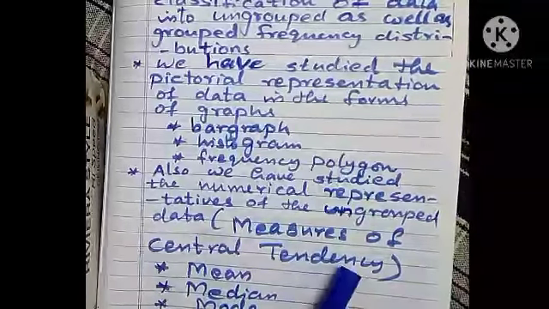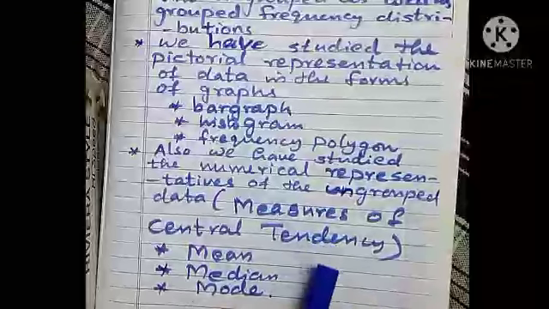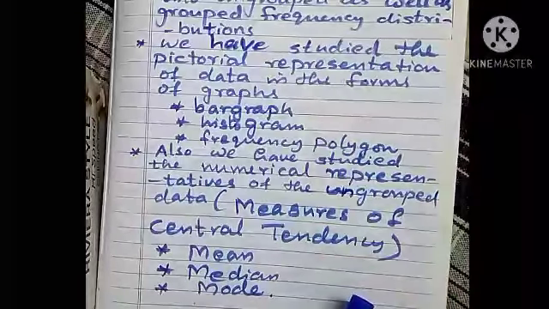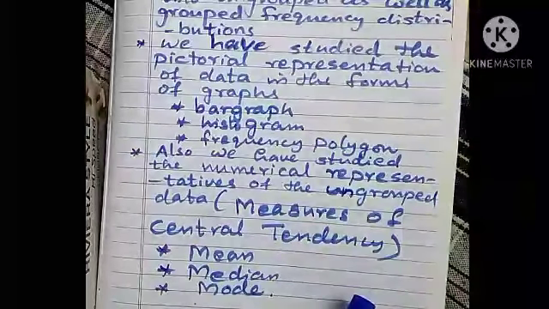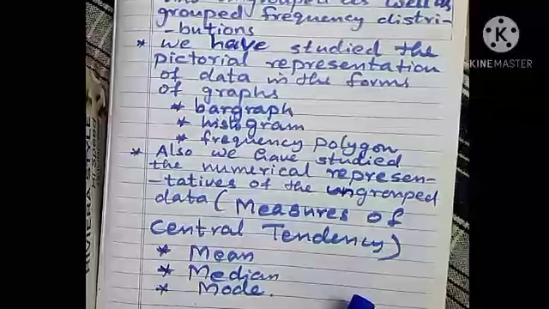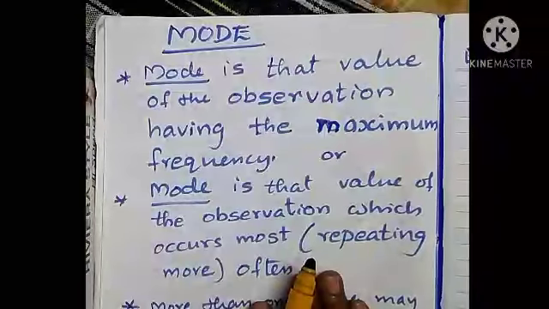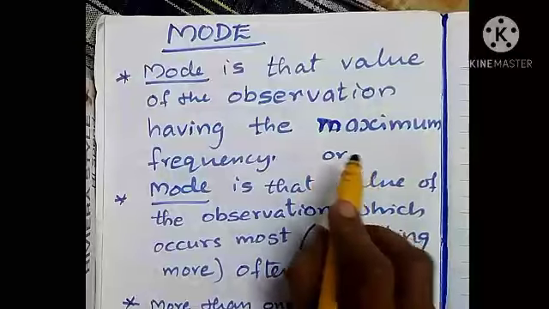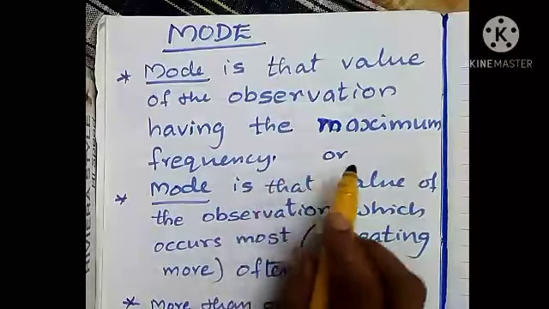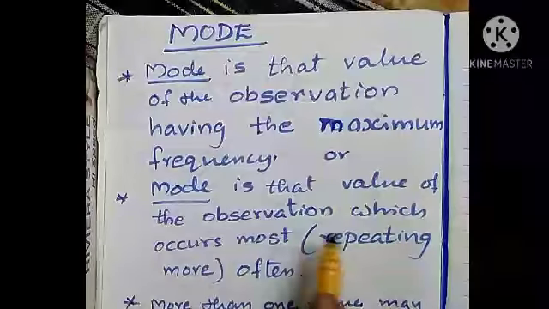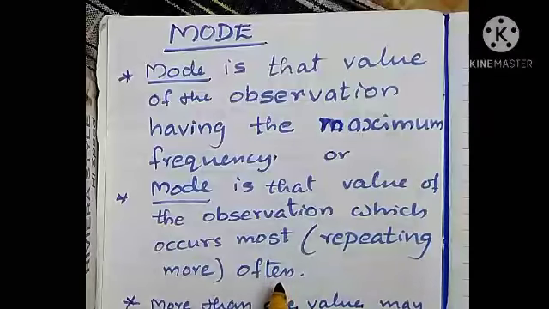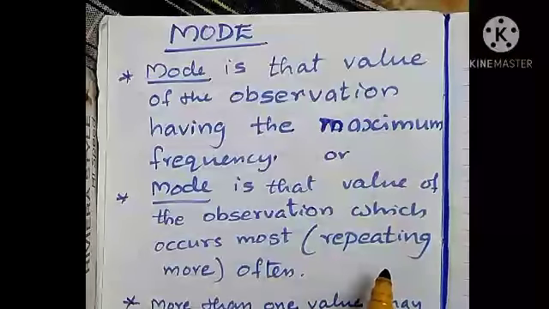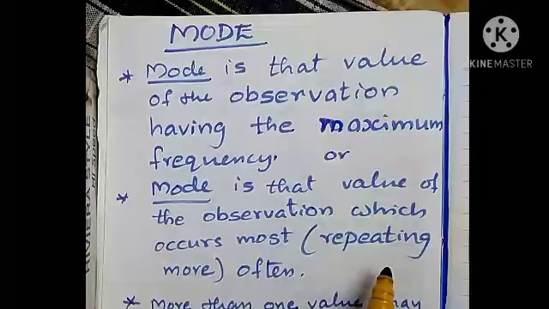Which are the three measures of central tendency? Mean, median and mode. Do you remember mean, median and mode? Now we can study one by one. Mode. Mode is that value of the observation having the maximum frequency. Or we can say mode is that value of the observation which occurs most often, meaning repeating more number of times.